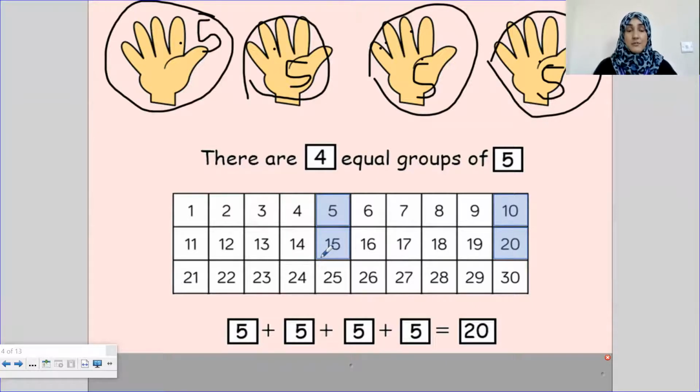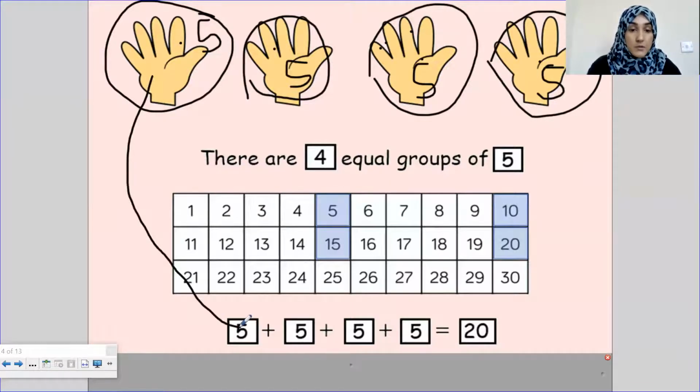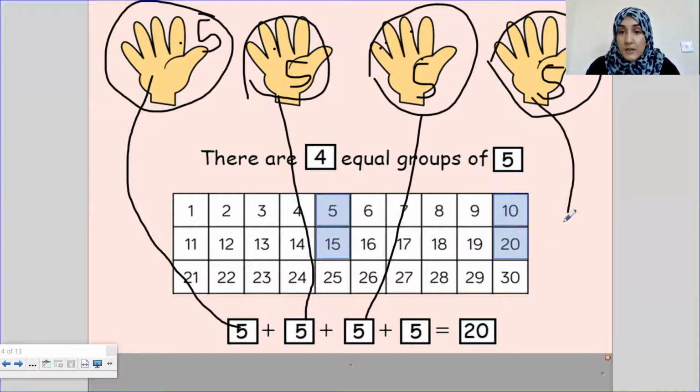Now let's check if we have included all of the groups or lots of 5. So Morris class, when I say lots of 5, that is the same as groups of 5, okay? So groups and lots means the same thing. So here is one group or one lot. Here is another group or another lot. Here is another group or another lot. And here is the final lot of 5.